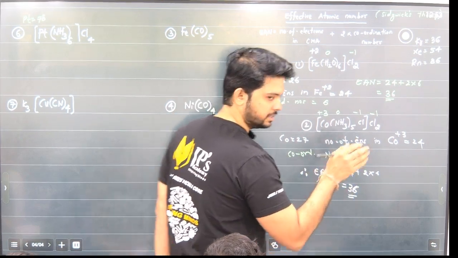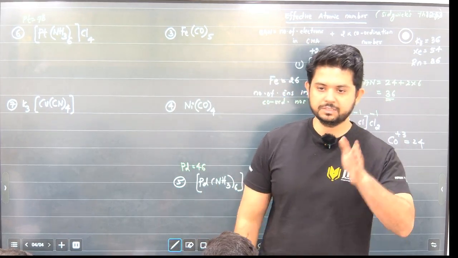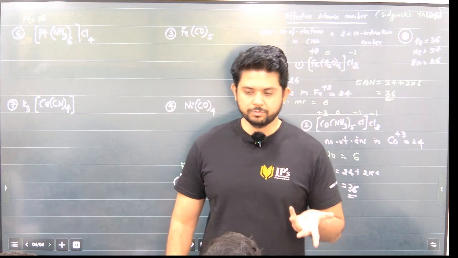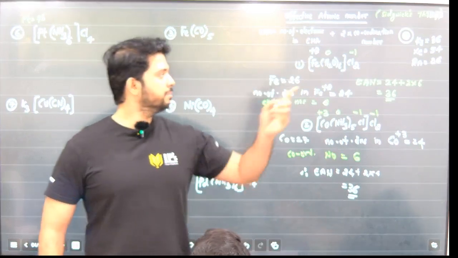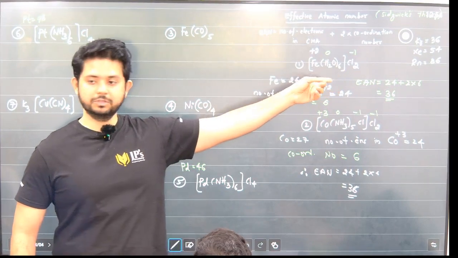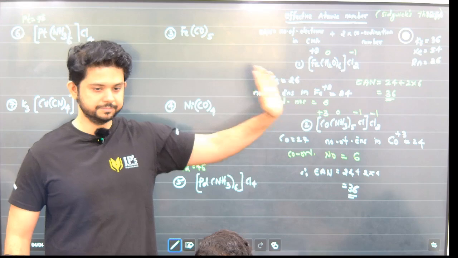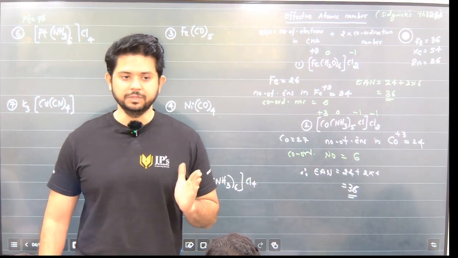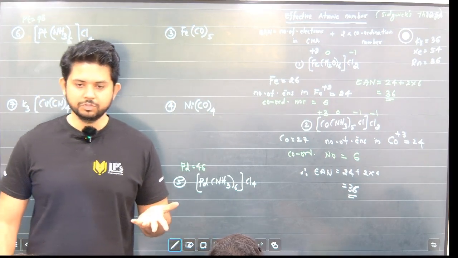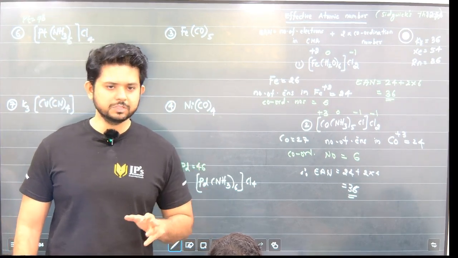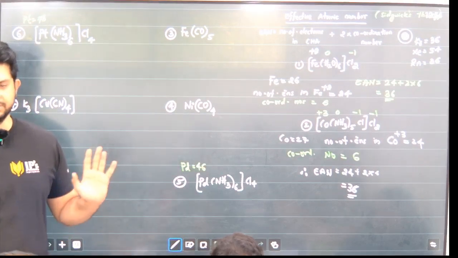If you reach 36, it is following effective atomic number. If it doesn't reach 36, it is not following Sidgwick's rule, which means less stable. For example, if I change this to Cl3, that would have been 35, less stable. If it reaches noble gas configuration, it is more stable. However, we'll do a separate topic on stability of coordination compounds in the last part of the chapter.